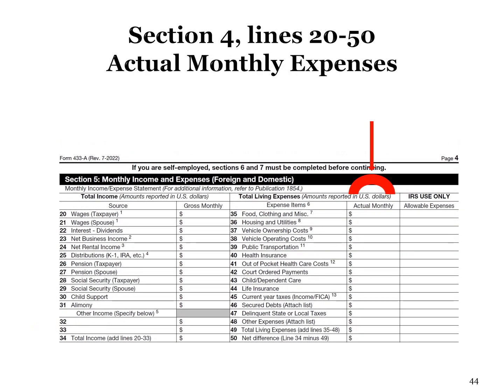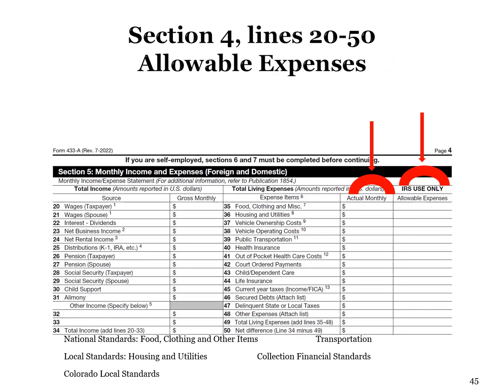There are two columns under total living expenses. One is labeled actual monthly, which is what you actually spend, and the other is labeled allowable expenses, which is what the IRS allows. So the evidence you will be gathering is your actual expenses, but you must research and understand what amounts the IRS allows for various items. The IRS has a web page devoted to national standards, food, clothing, and other items, which explains how much they will allow in expenses to offset your income.